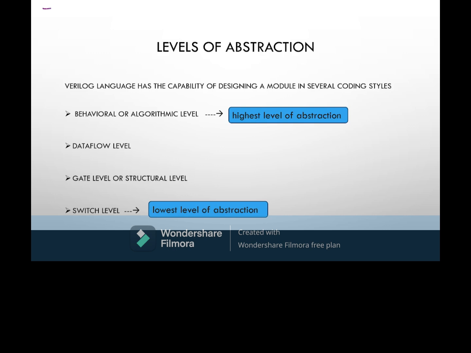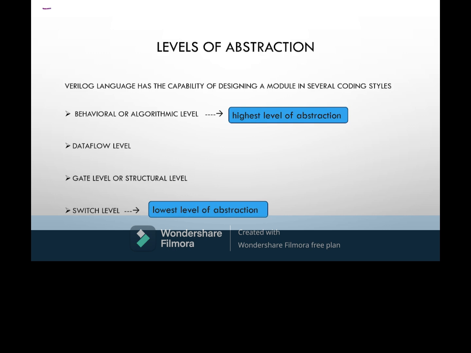Now coming to the RTL code. In Verilog we have different abstraction levels to write the code. Abstraction levels are nothing but different coding styles, like we have discussed: behavioral, data flow, gate level, switch level. But I didn't discuss the switch level, because it is ejected from Verilog. We start from gate level in Verilog, so basically gate level, data flow, and behavioral.